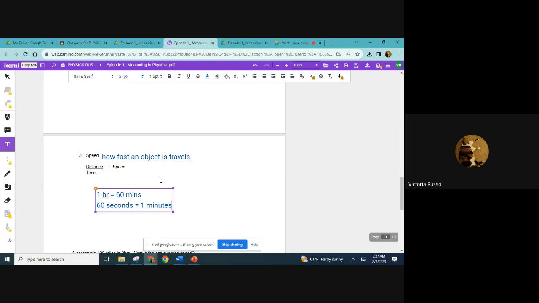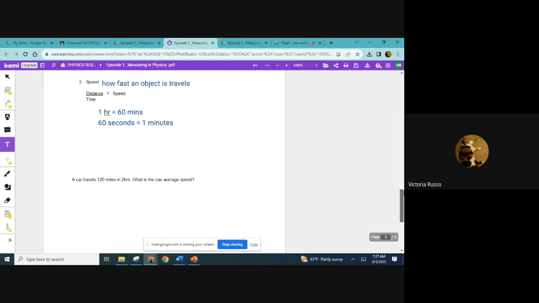So again, we will talk about converting between these. We're going to have a whole day of conversion, probably either the first or second week. But let's just do this problem so that we can calculate a speed. A car travels 120 miles in 2 hours. And again, this should be car. Obviously, I can't type. What is the car's average speed?